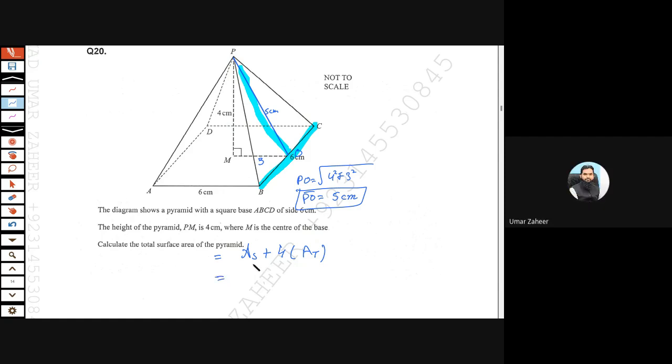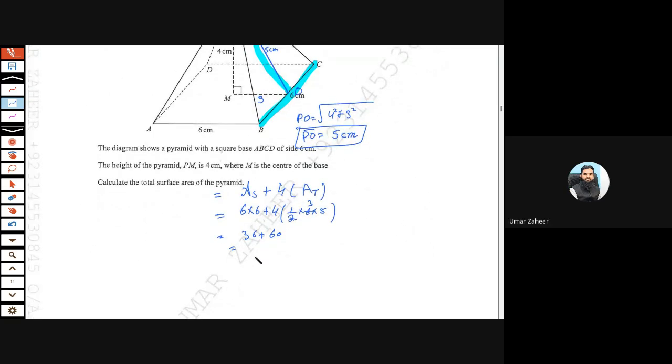Yes, sir. So area of a square will be 6 multiplied by 6 plus 4 multiplied by 1 by 2 base into height. So the base is 6 and the height is 5. 2 times 3 is 6. 6 times 6 is 36 plus 4 multiplied by 3 will be 12. 12 multiplied by 5 will be 60. And 60 plus 36 will be equal to 96. So we are going to get the exact answer 96 centimeter square.